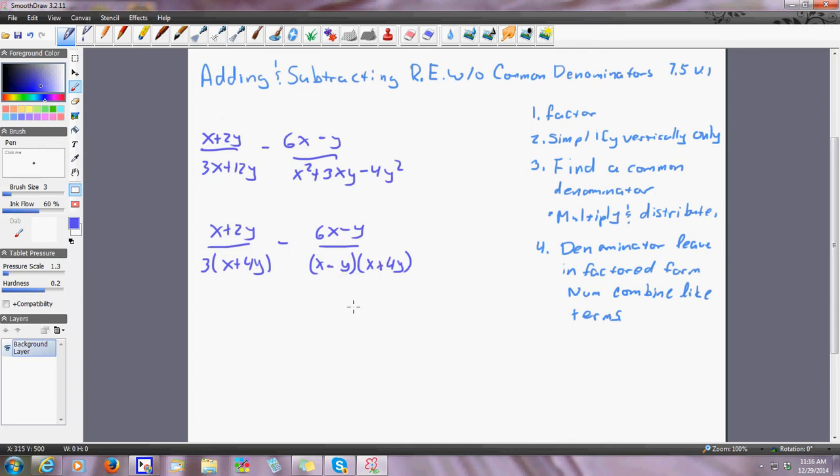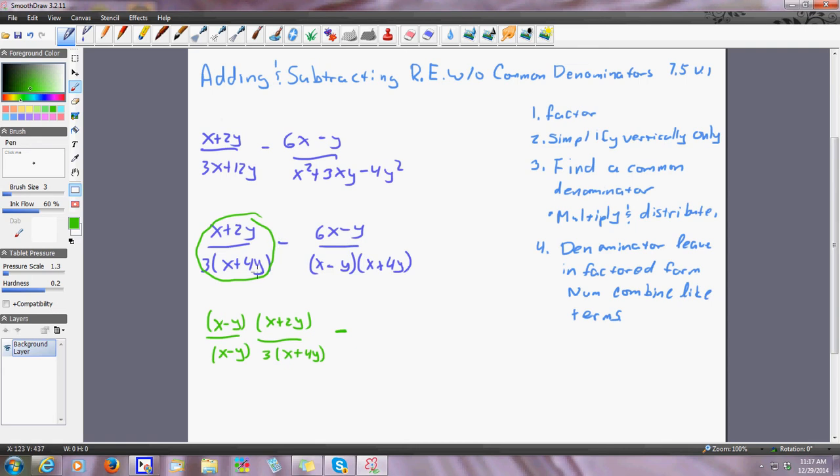And now, let's see what I can do. I have an (x + 4y) and I have an (x + 4y). But this side has an (x - y) and this side only has a 3. So I'm going to need to multiply this side by... That's going to be problematic. So let's say I'm going to have to multiply this side by (x - y) over (x - y) times (x + 2y) times 3 times (x + 4y), and that's this when I get a common denominator.